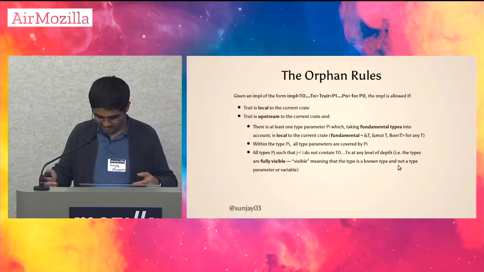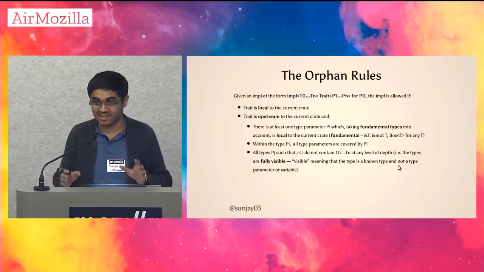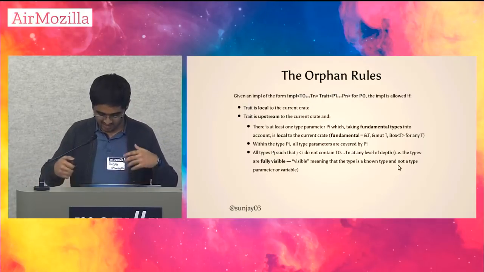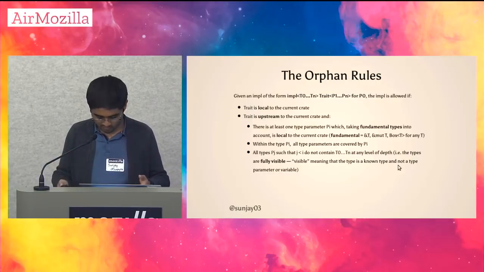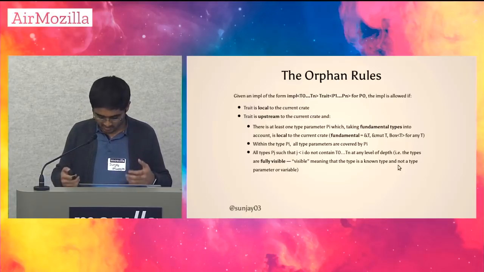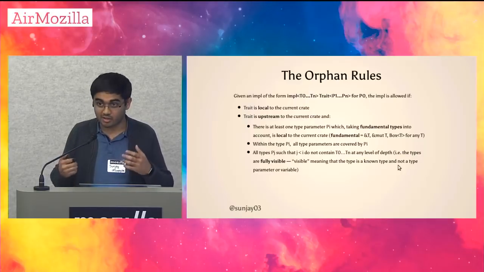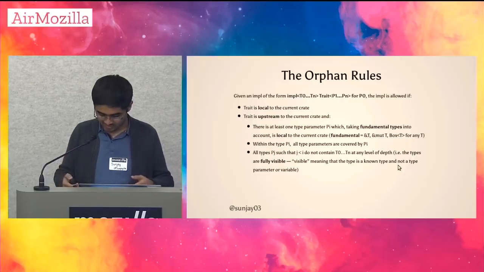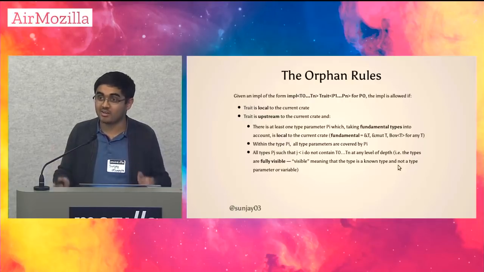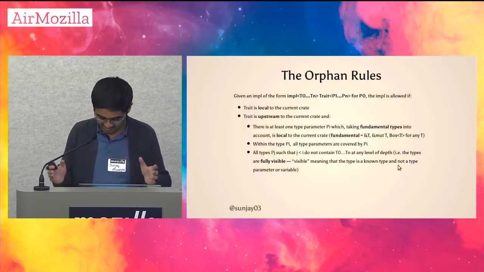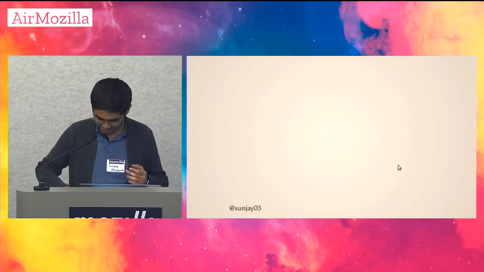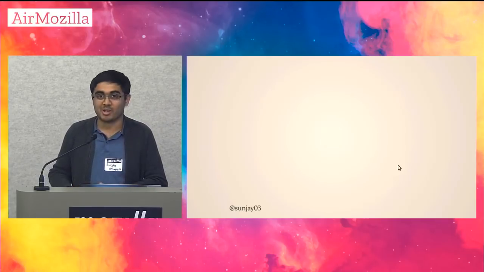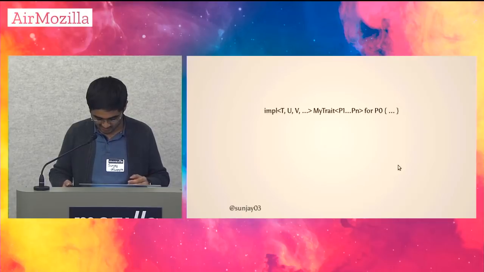Ta-da! Now, this is a whole bunch of words, and it's written to be very precise. It's written to be a very precise mathematical definition of the orphan rules. And originally, when I was designing this talk, I tried reading them out loud. And it turns out that reading math out loud is a terrible way to explain things, and it's literally impossible to understand. So we're actually going to skip all of this, and I'm going to explain the Orphan Rules in a much more visual way that I hope will be easier to understand.